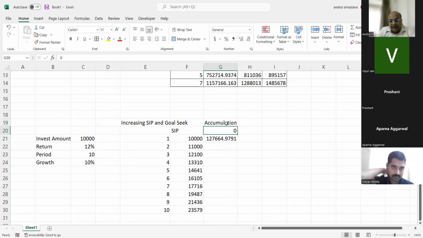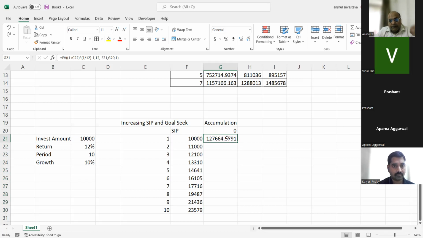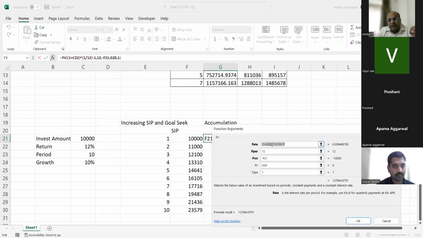This value that we have accumulated in the first year will become the present value for the next year's investment. So again, we will do. Now we don't have to do anything. What we have to do, we have to simply drag it down. This is your answer. Anshul, we can drag it down into the accumulation column, but when we speak about the SIP top up by 10% year after year, we cannot drag down and bring the value of the 10th year.